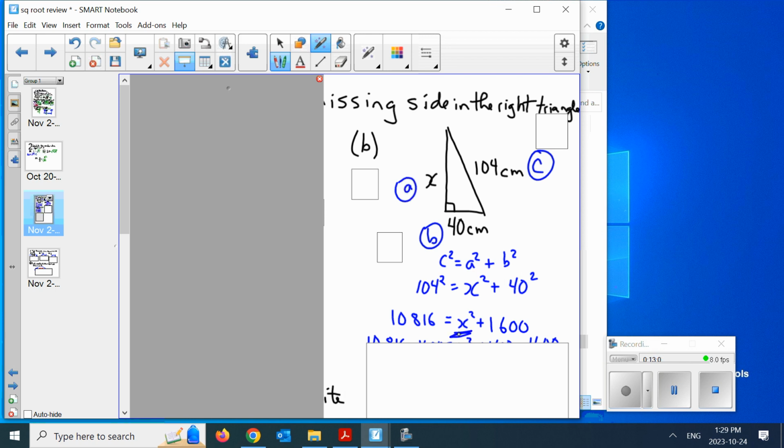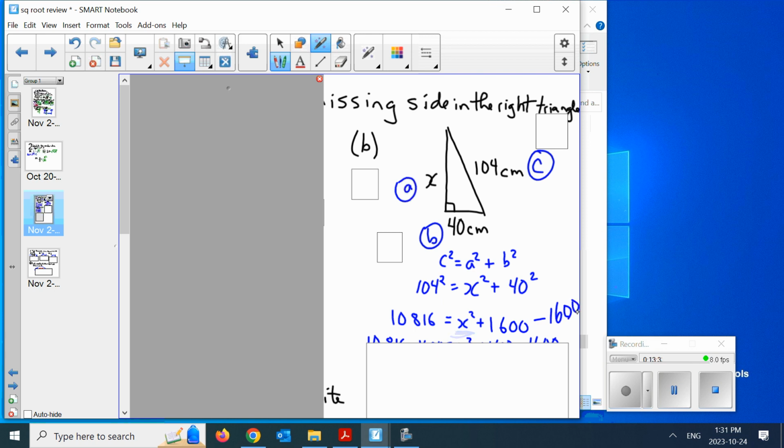So the idea is to get this thing with the letter all by itself, right? Okay, back to this. To solve for the x squared part, we have to get that letter alone. And so if you're adding 1600, you think, okay, I've got to subtract 1600.